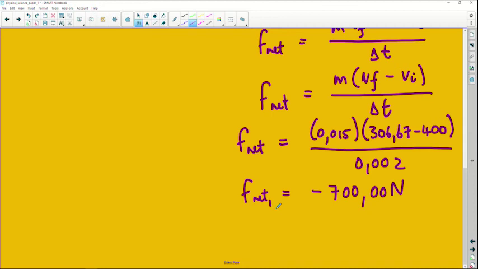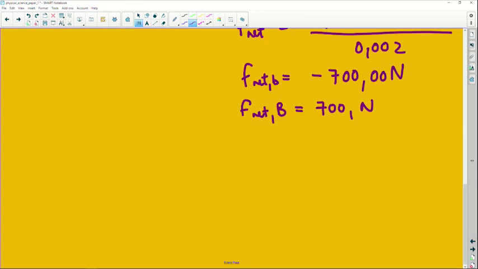But remember, Newton's third law says that if something is pushing on one object, the other object is pushing with the same force that's equal in magnitude but opposite in direction. So that would be the net force on the bullet, and the net force on the block would be 700 Newton in the opposite direction. The one on the bullet is negative and the one on the block is positive. So we've got the net force acting on the block.